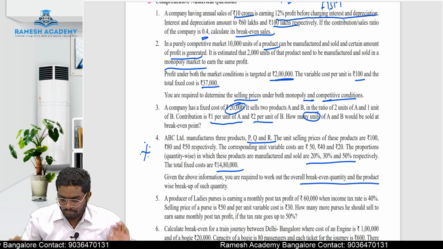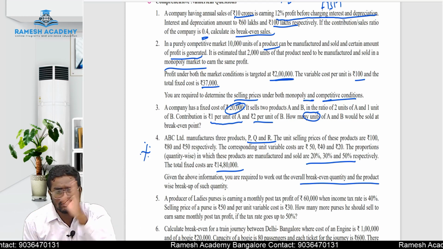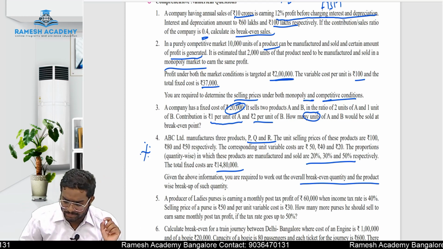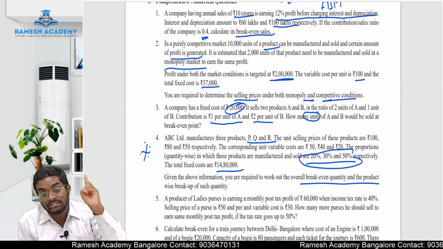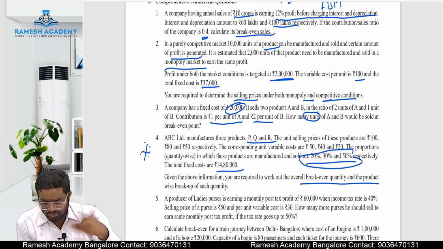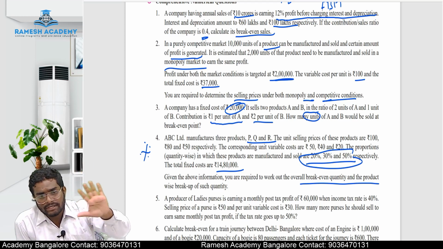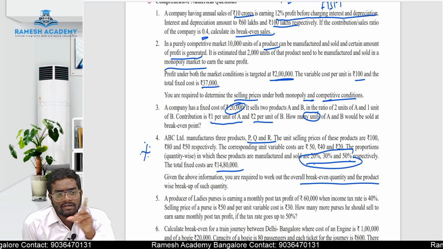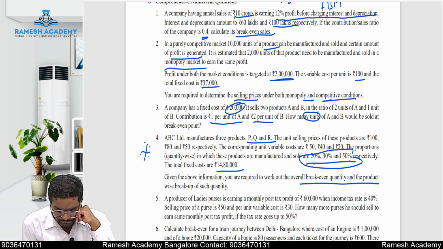Simple. Just calculate contribution per unit of P, Q, R. You'll get some amount. Just multiply it by these percentages, and you'll get a consolidated CPU, the contribution per unit. Then divide the fixed cost by that contribution. You'll get the break-even point. Then multiply with the same percentages, and you'll get the break-even point of each quantity. Simple question, simple thing. Please try it out.